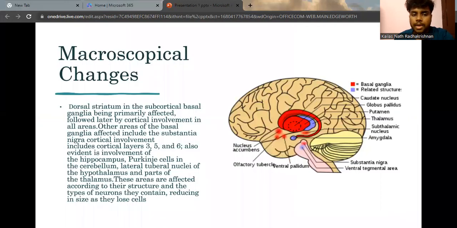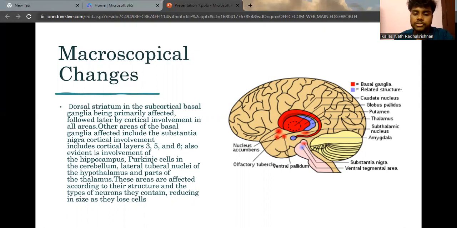Now let's talk about the macroscopical changes. Initially, damage to the brain is regionally specific, with the dorsal striatum in the subcortical basal ganglia being primarily affected, followed later by cortical involvement in all the areas. Other areas of basal ganglia affected include the substantia nigra, with cortical involvement into cortical layers 3, 5, and 6.